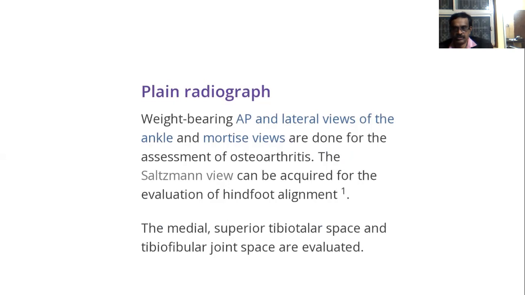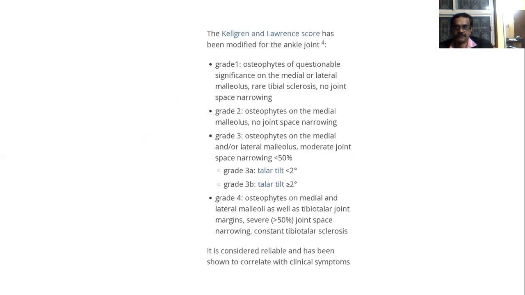The medial, superior tibiotalar space and tibiofibular joint space are evaluated. So, the Kellgren and Lawrence score has been modified for the ankle joint. There are 4 grades: grade 1, grade 2, grade 3, and grade 4. In grade 1, osteophytes of questionable significance on the medial and lateral malleolus, rare tibial sclerosis, no joint space narrowing.